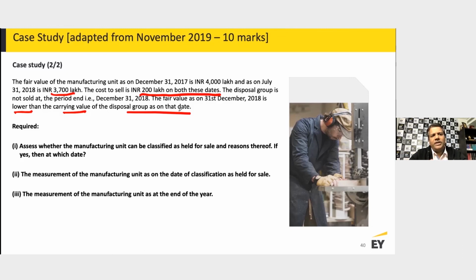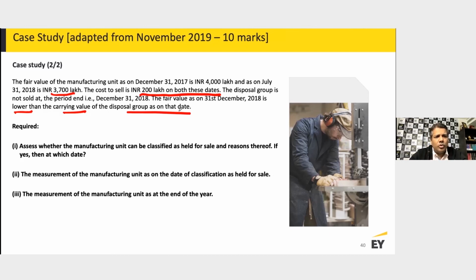So the manufacturing unit can be classified as held for sale, possibly yes, because of those 5 criteria: management with the requisite authority, I'm looking for a buyer, I'm looking at a reasonable price, I expect to sell it. All of these criteria are met, and then how do I measure it? Lower of carrying amount and fair value less cost to sell.